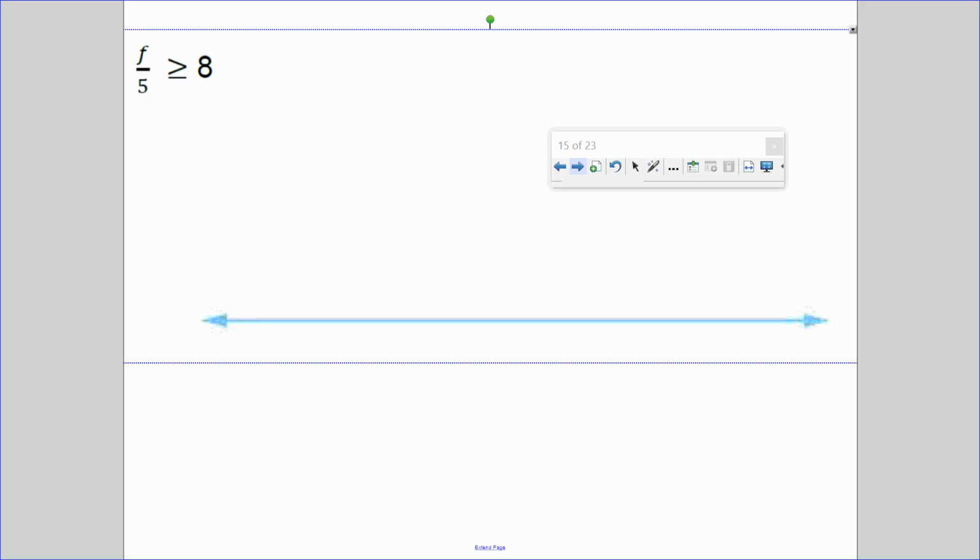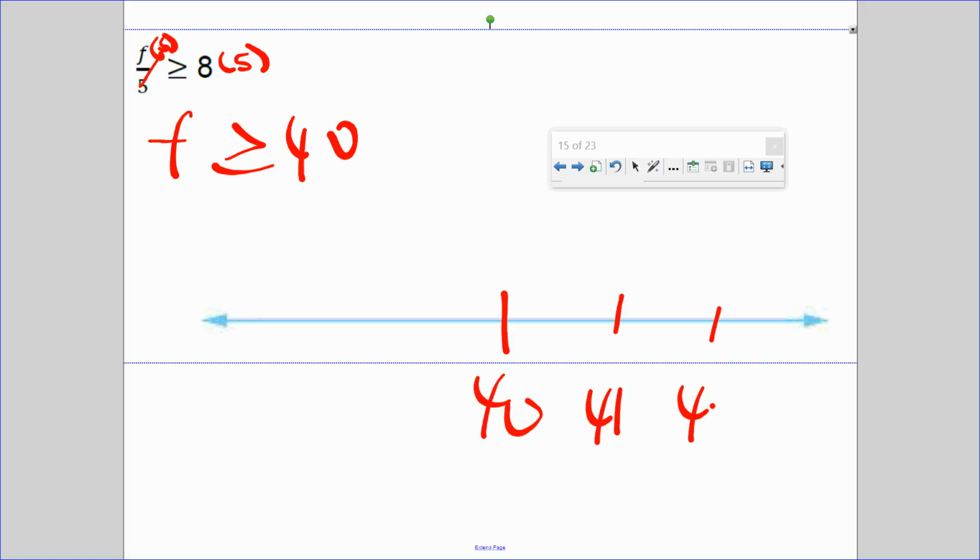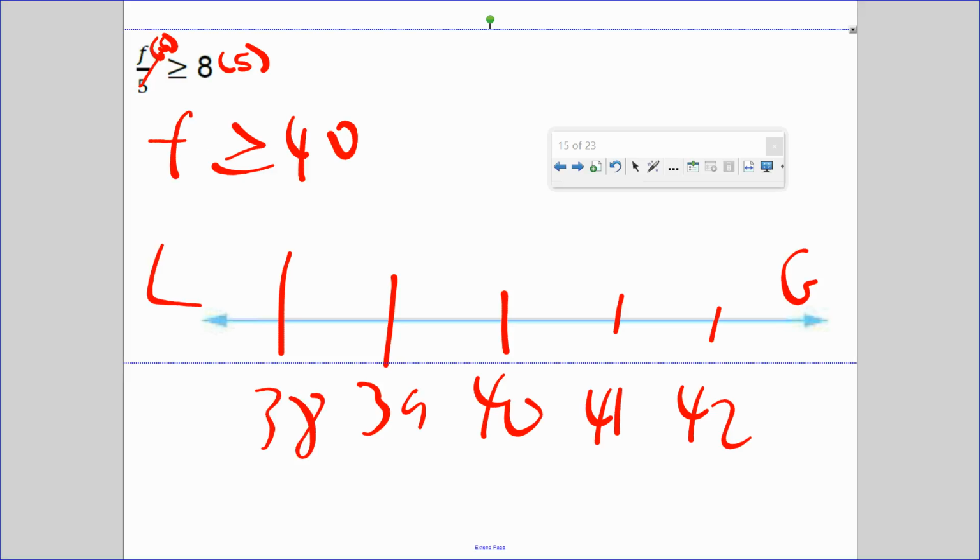F divided by 5 is greater than or equal to 8. So what is the inverse of divide by 5? It is multiply by 5. This cancels. So F is greater than or equal to 40. So let's graph this. This is 40, 41, 42. This is 39, this is 38. It has to be least to greatest, greater than 40. All these are greater than 40. Equal to 40, closed dot.